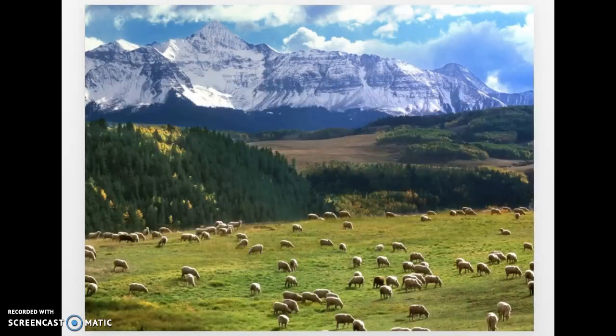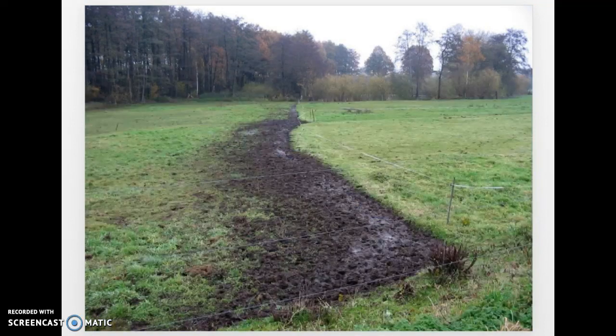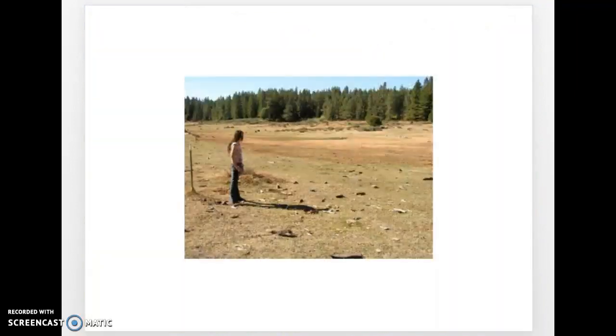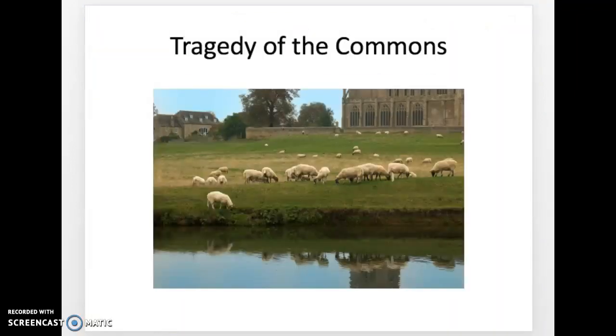But unfortunately, we tend not to look out so much for other people's self-interest because we're trying to survive as well. And we end up with a scenario where it could be sheep, it could be harvesting timber, as you see here, it could be mining, it could be building roads, it could be building cities, it could be all sorts of different things. But we call this the tragedy of the commons.